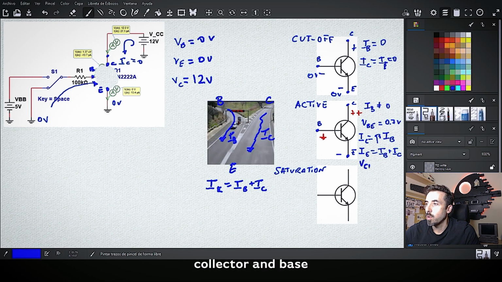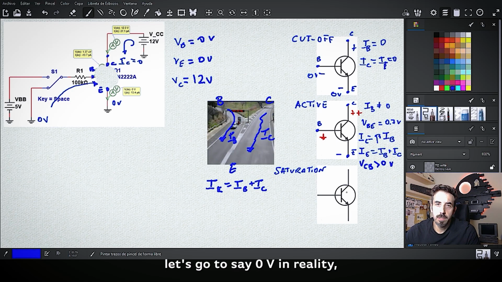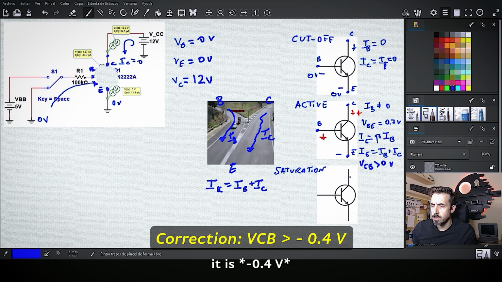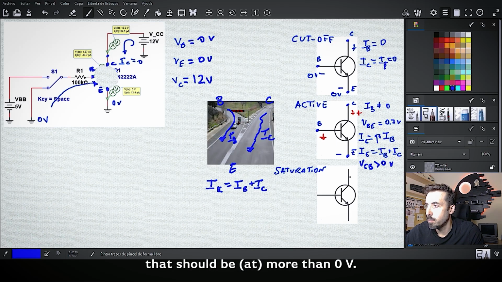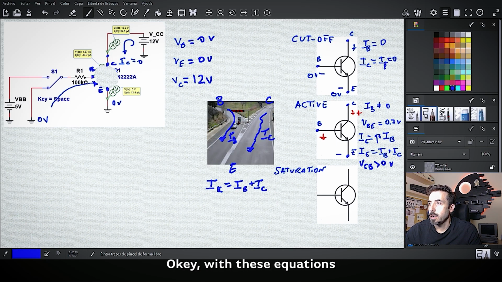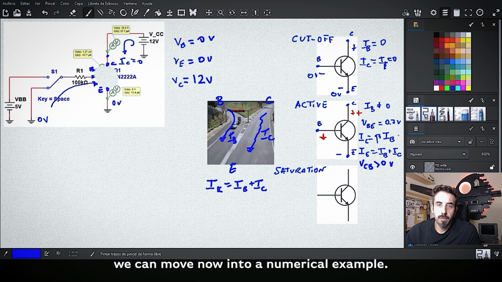Then another important thing to understand in that configuration is that you have to ensure that the voltage between collector and base should be more than 0 volt. In reality, it's minus 0.2 that you are going to find in the literature, but I think it is easier to remember that it should be more than 0. So with these equations, we can now move into a numerical example.